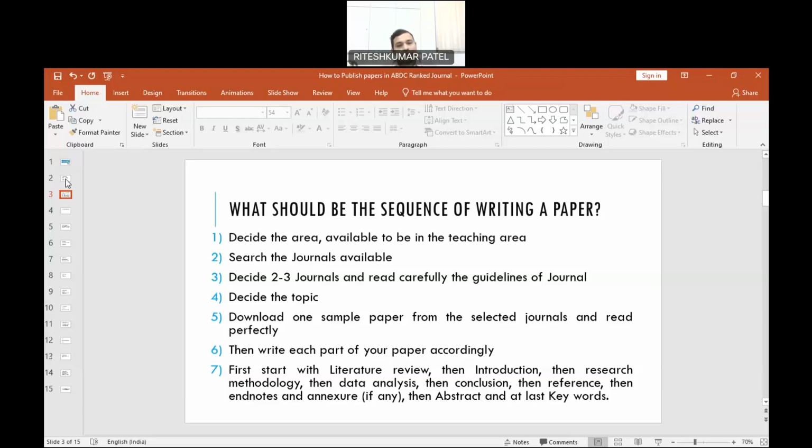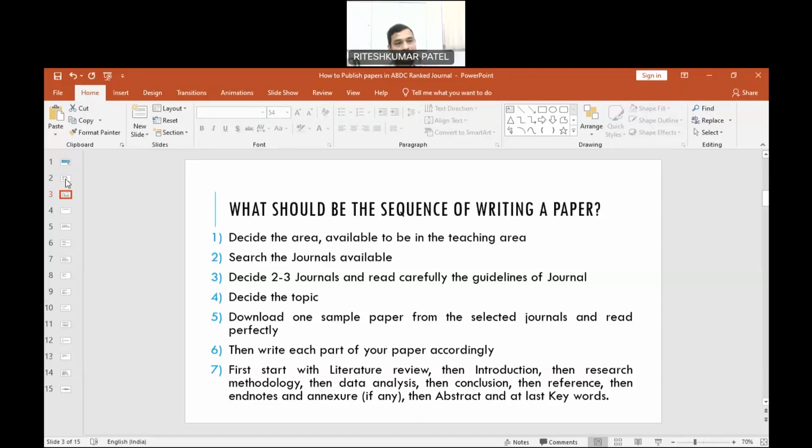Search the journals which are available. You need to explore what kind of journals are available in the topic, in the domain. Before you select, you must decide what kind of journals you can target for your study, because through that we'll be able to know whether it will justify the outcome or not. So you need to search the available journals.